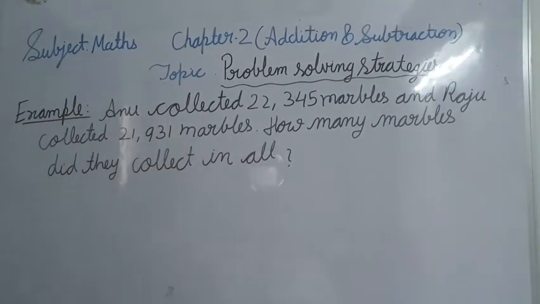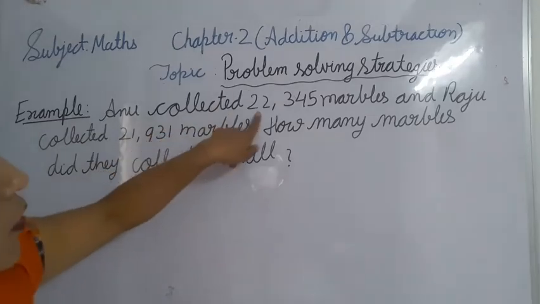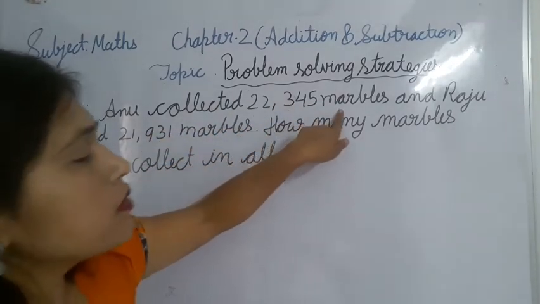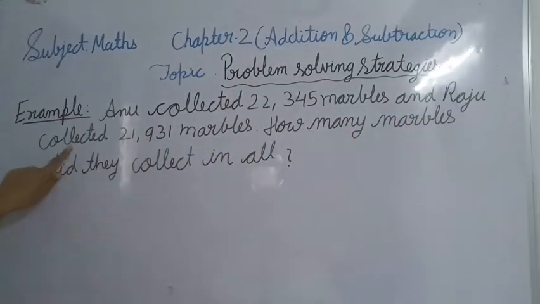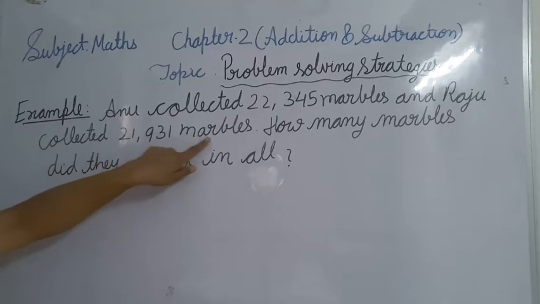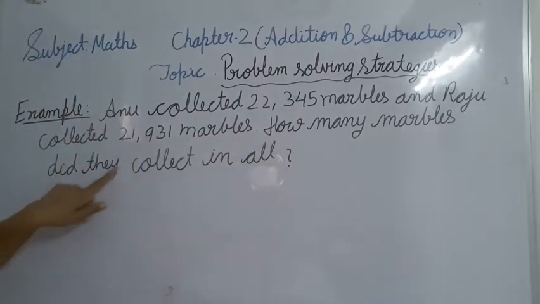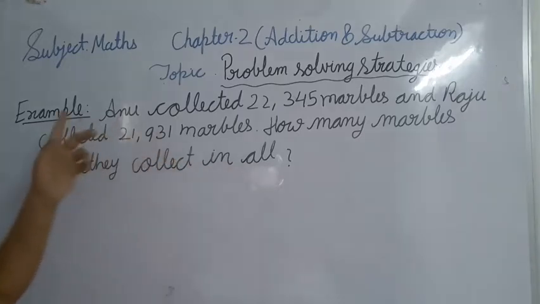So let's take the next example. Anu collected 22,345 marbles and Raju collected 21,931 marbles. How many marbles did they collect in all? So we have read the problem.